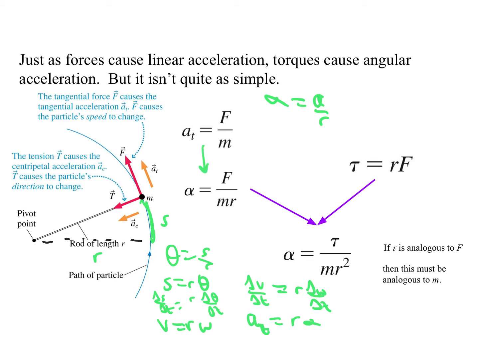We also know, of course, that the torque exerted by this force would be r F. So if we put these things together, we end up with alpha is tau over m r squared. So if we think of this as the analogy of force, then this must be the analogy to m. If this is the impetus thing, this is the inertia bit. So this is what we're going to focus on, for a single point mass, a distance r from its point of rotation.